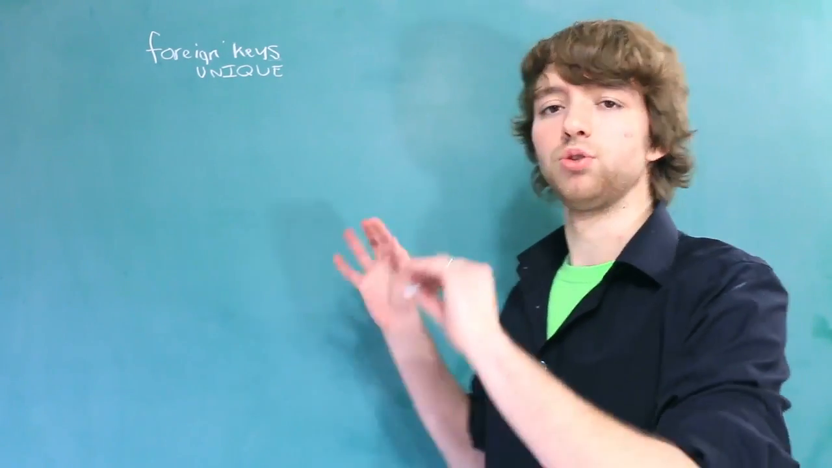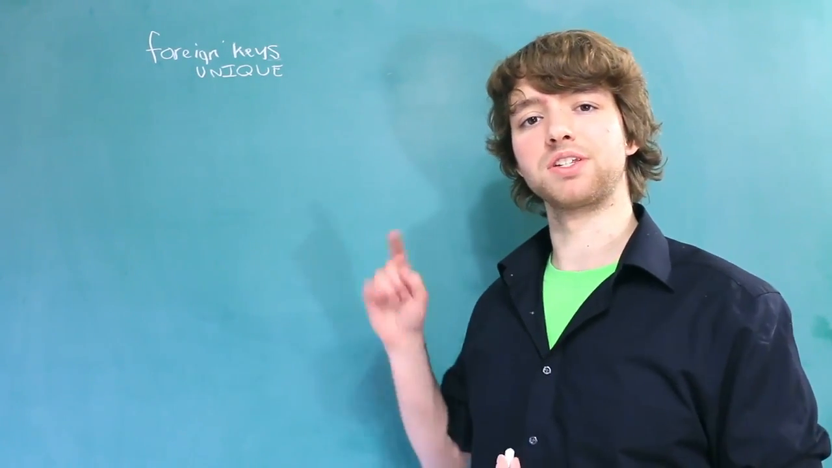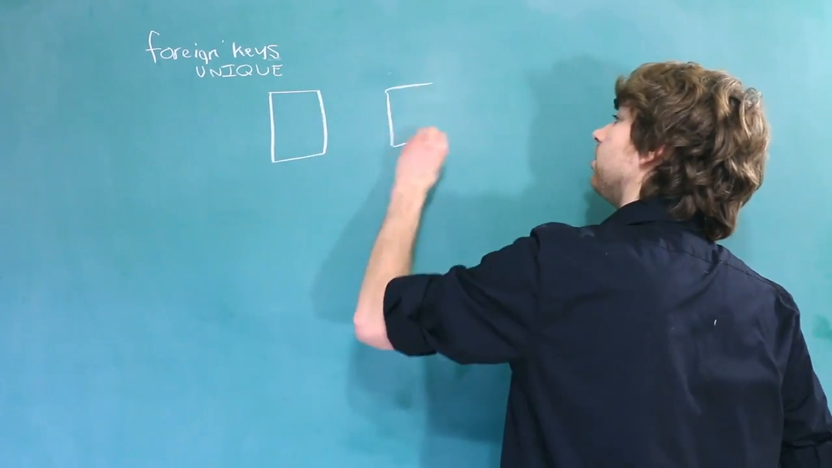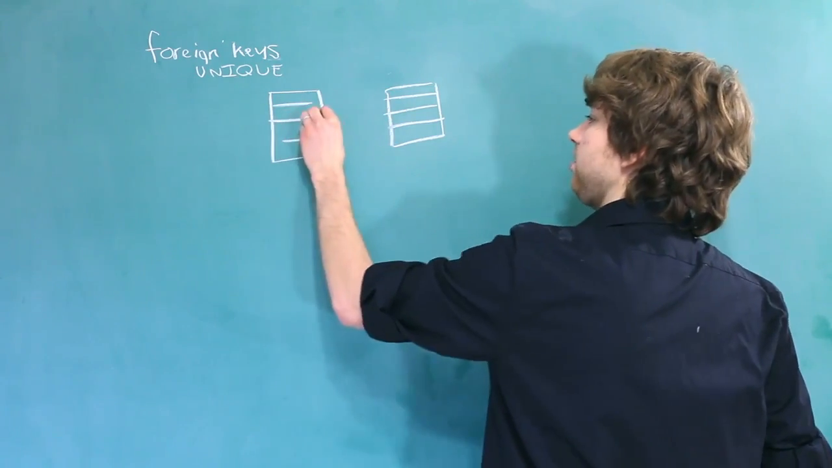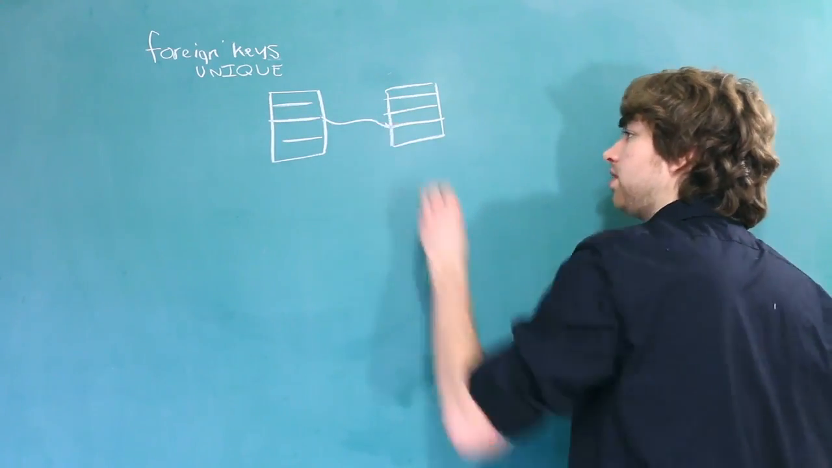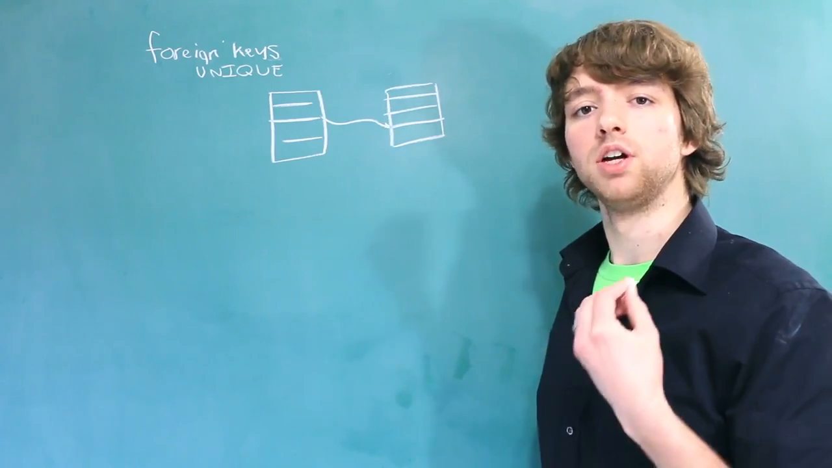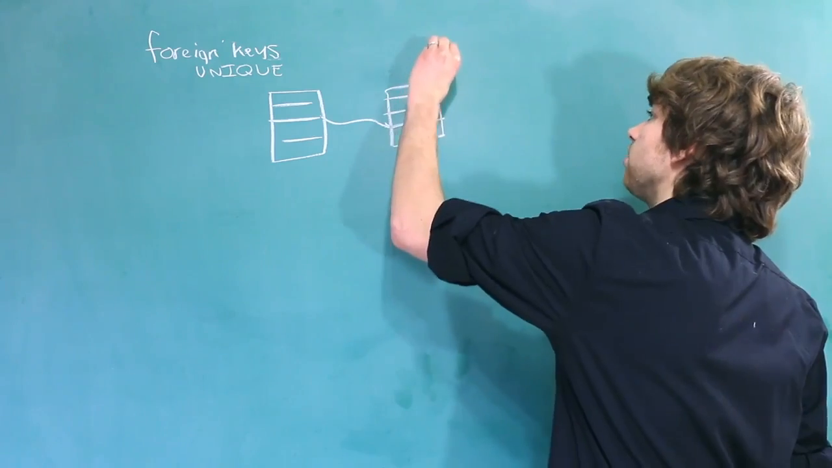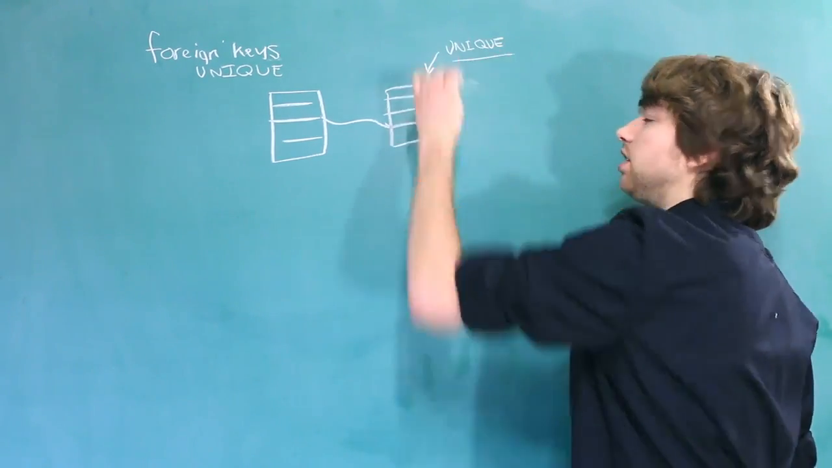Why does it have to be unique, though? Essentially, when we want to reference data in another table in a database, we want to be able to say exactly what row we are referencing. So if we have 2 tables, and let's say these lines are rows, and this row wants to reference this row, it needs a way to say exactly what row it wants. And the only way it can do that is if all of these rows are unique. To do this, we need at least one column with the unique constraint.